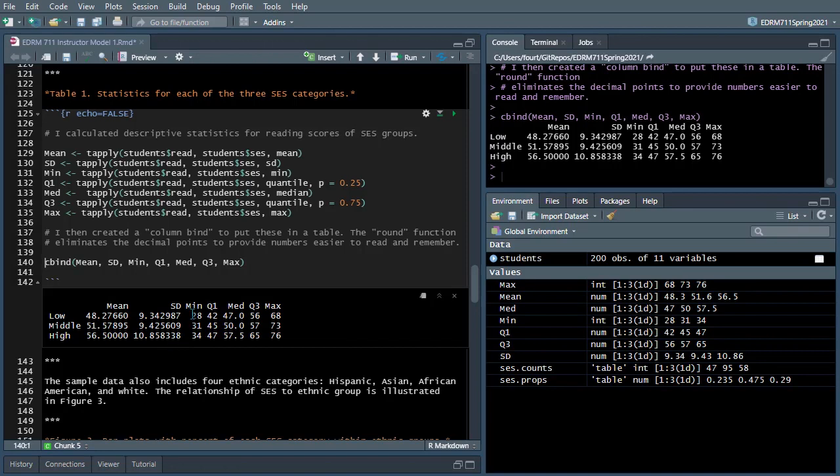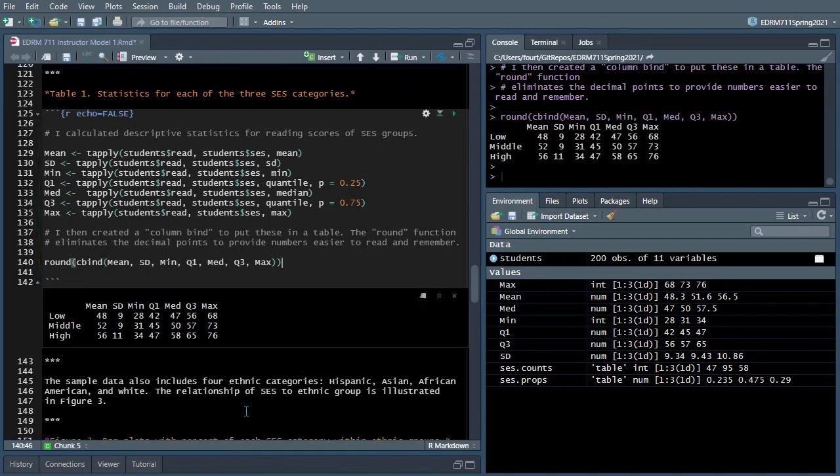I mean, look at this. The standard deviation for low, 9.342987. Who's going to remember that? So I went ahead and put in a rounding. And if I put in a rounding, it will get rid of all those decimals which I don't need and give me a nice clean table. No one's going to remember anything for the standard deviation beyond 9, so I'm just going to give 9.